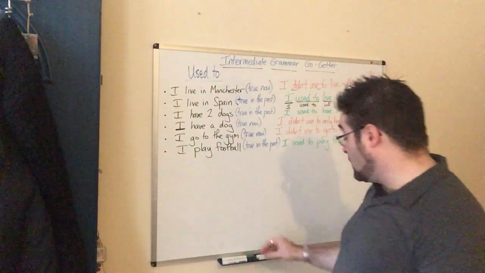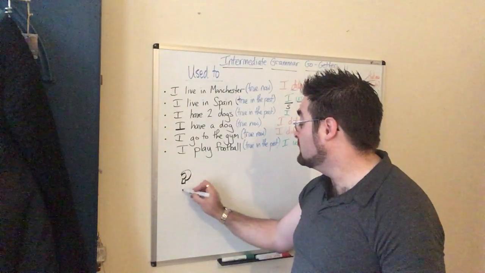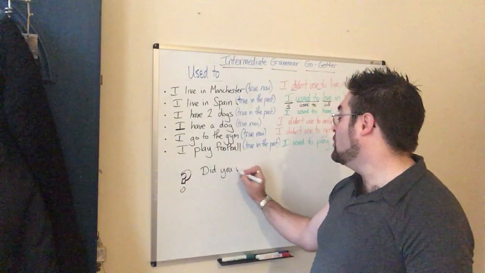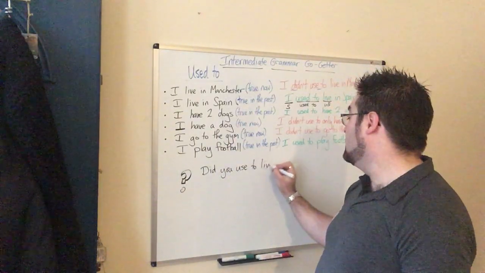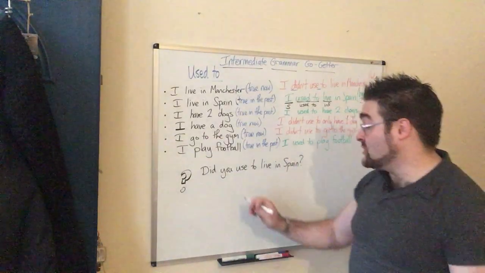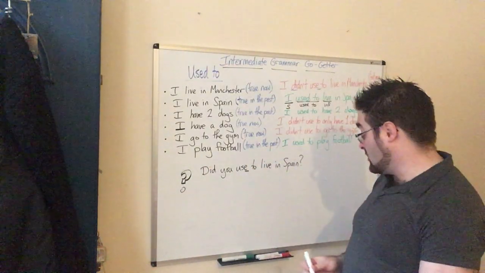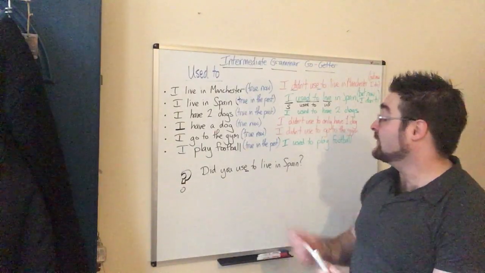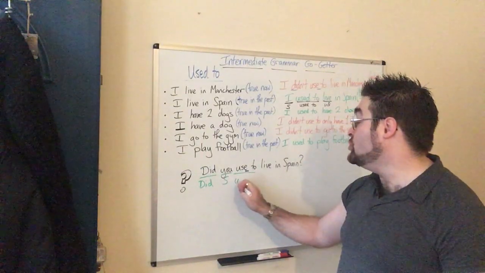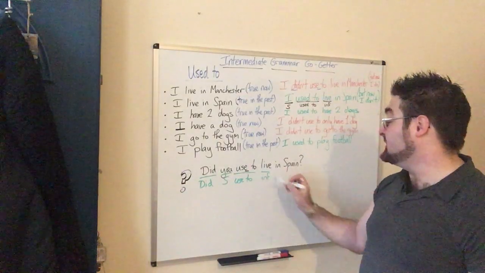Now before we finish this video, let's take a quick look at the questions. So the first question would be, did you used to live in Spain? And again, notice that because we've got did here, we don't have a D in there. So our structure would be did, subject, used to, with no D, and then our infinitive.